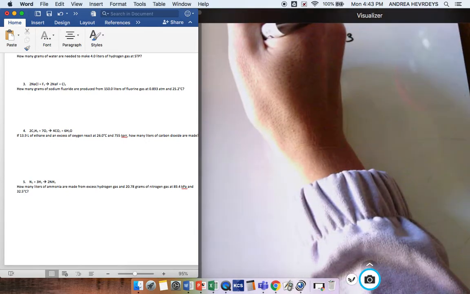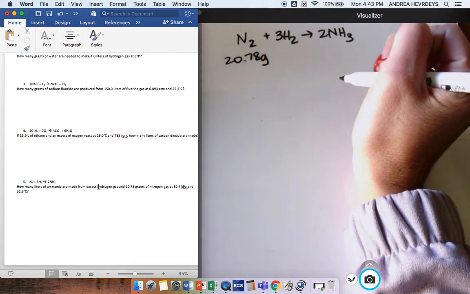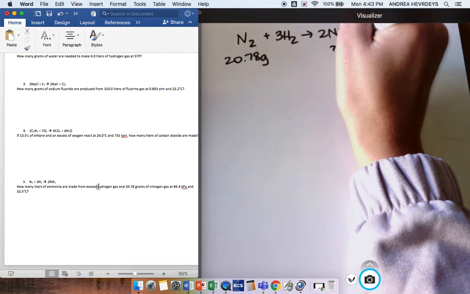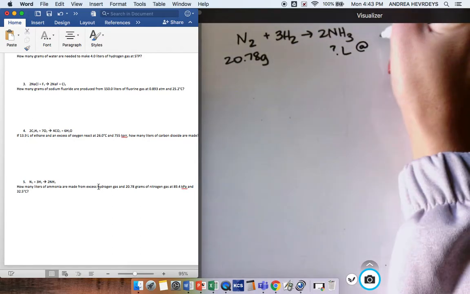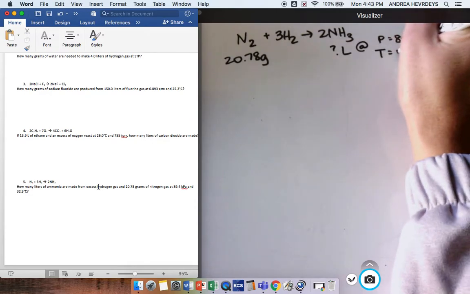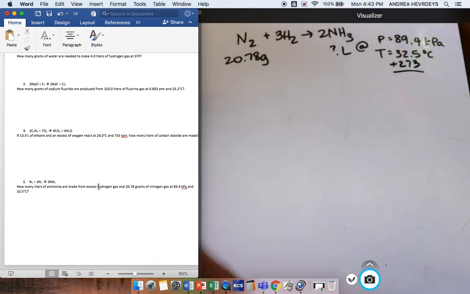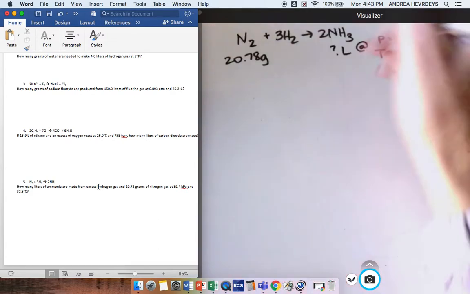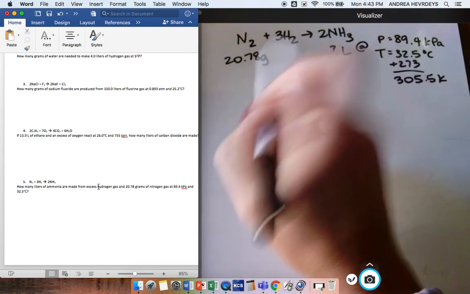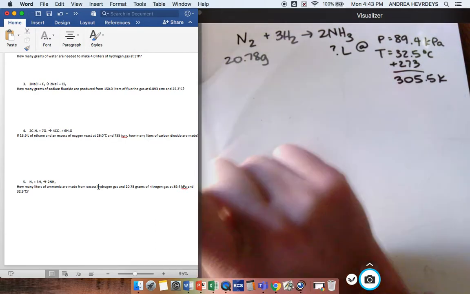I know that I have 20.78 grams. Knowing that I'm starting with grams and I'm trying to find liters of ammonia at a pressure of 89.4 kilopascals and a temperature of 32.5 degrees C, which is 305.5 Kelvin. I know that this isn't going to go directly into PV equals nRT. I need moles of the ammonia to do PV equals nRT.